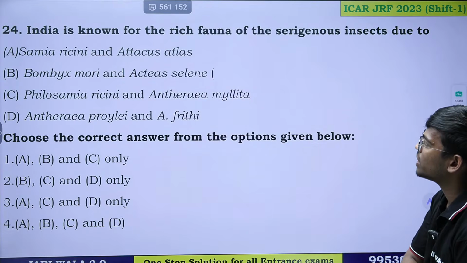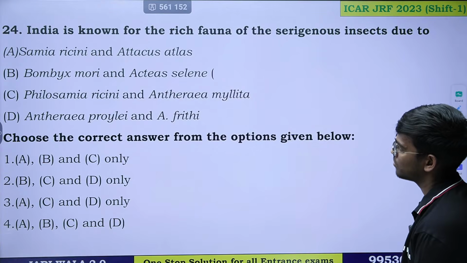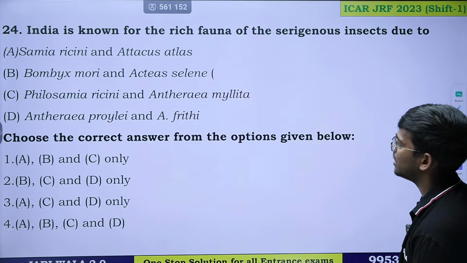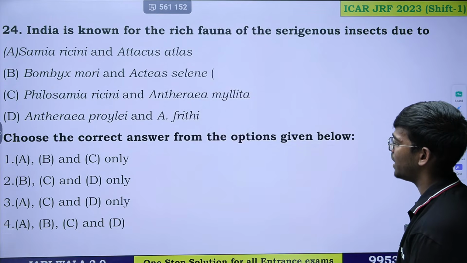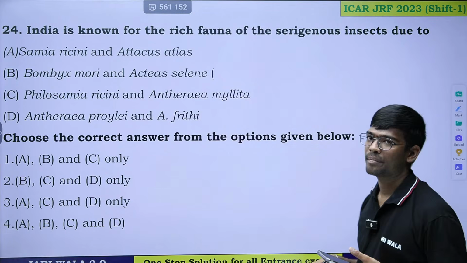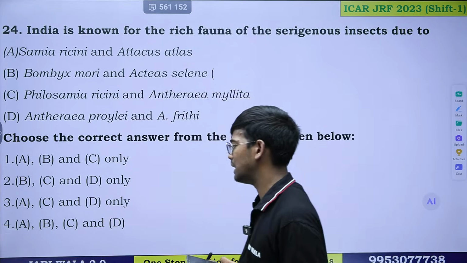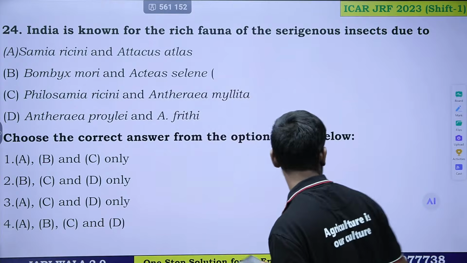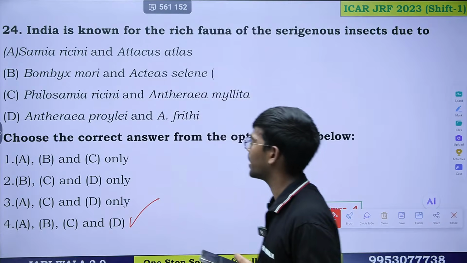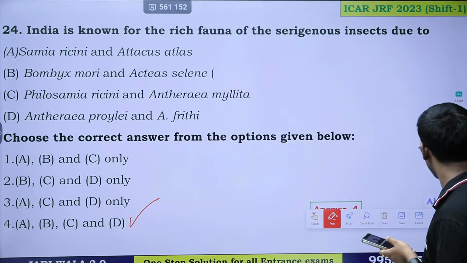Next, the 24th question: India is known for the rich fauna of serigenous insects due to. So, Samia ricini, Attacus atlas, Bombyx mori, Antheraea selene, then Philosamia ricini, Antheraea mylitta, Antheraea proylei, and so on. All these silkworm insects can be seen in our Indian fauna. Okay, so the options go A, B, C, D. Some students responded, Sneha and Nisha. Yes, it's 4.